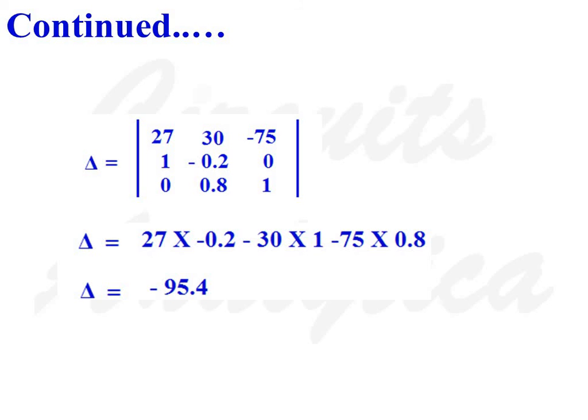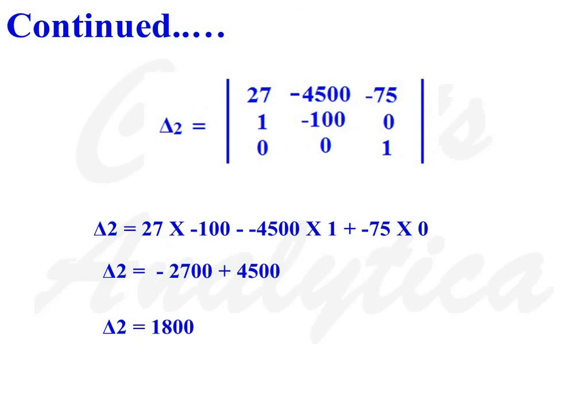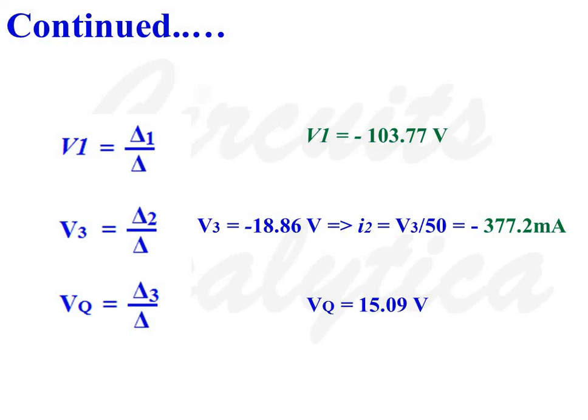So we will get delta is equal to minus 95.4, delta 1 is equal to 9900, delta 2 is equal to 1800, and delta 3 is equal to minus 1440. Therefore, we will get V1 is equal to minus 103.77 volt, V3 is equal to minus 18.86 volt, VQ is equal to 15.09 volt.